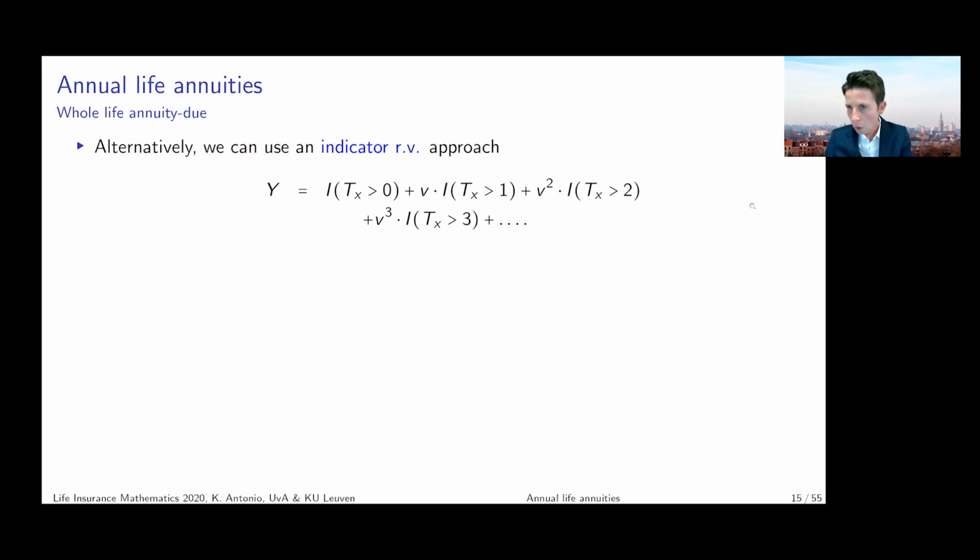But from there on, all the other indicator variables will give me a 0 because my policyholder will not reach x plus 4 in this example. So this way of writing down the present value random variable is valid, is correct. And why is it a more flexible way of writing it down?